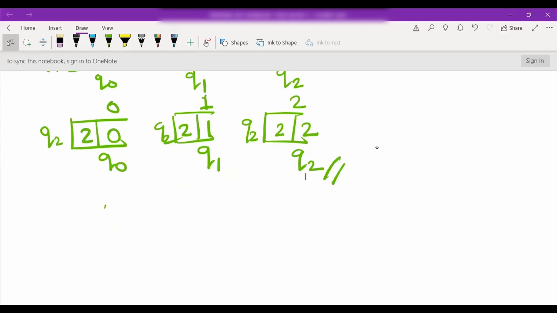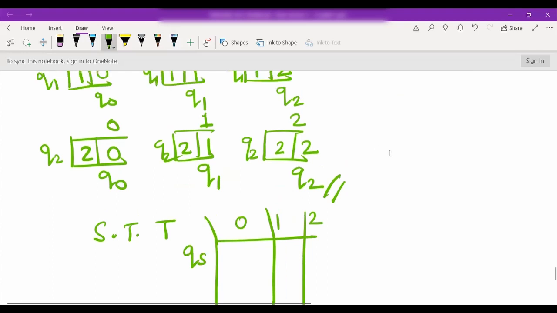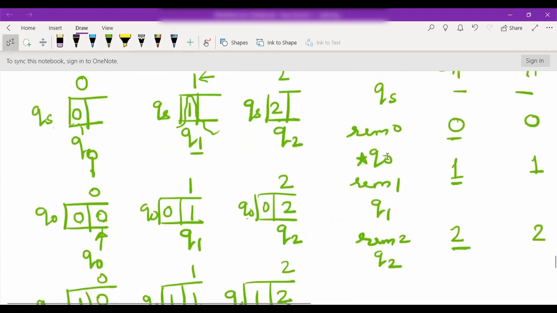Now we will go and design the state transition table. For that, we need to know how many bits are there. We are having 3 bits, 0, 1 and 2. So there will be 3 columns, 0, 1 and 2. And here we are going to write the states. The initial state is your QS. So we will start with the QS. QS with the 0.